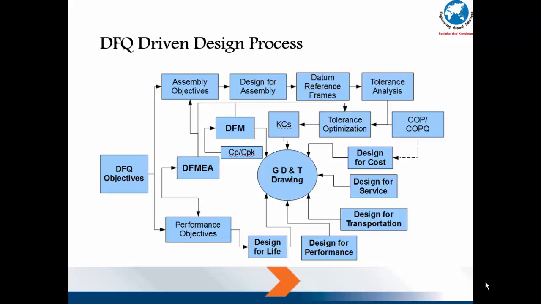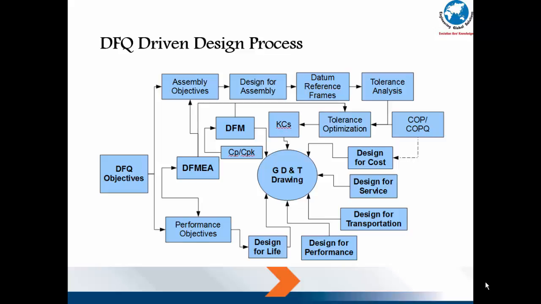The DFQ objectives can then be classified as assembly and performance objectives. Over 90% of the quality issues arise out of assembly. Performance objectives are considered for life goals for the product. Assembly objectives are used to arrive at design for assembly considerations. Once assembly sequence is derived, the datum selection and the datum reference frames definition follows. Initial tolerances are allocated and the tolerance analysis is performed for the stated DFQ objectives.